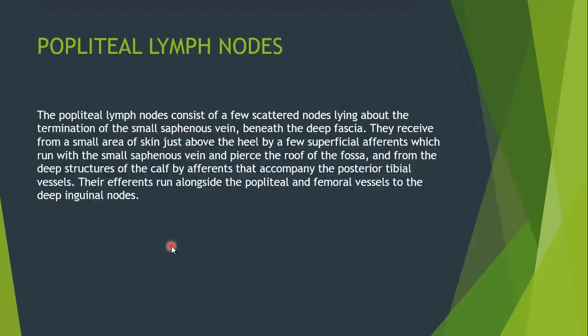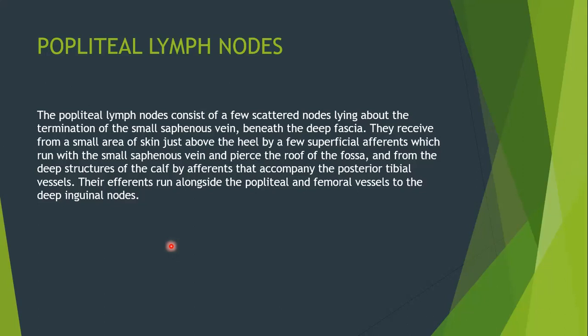Now, let's look at the popliteal lymph nodes. Popliteal lymph nodes are a few scattered nodes, some texts say 5 to 6, which usually lie at the termination of the small saphenous vein beneath the deep fascia. They usually receive afferent lymphatics draining a small area of the skin just above the heel, and a few on the lateral aspect.